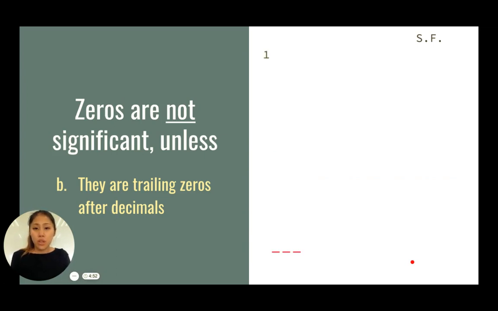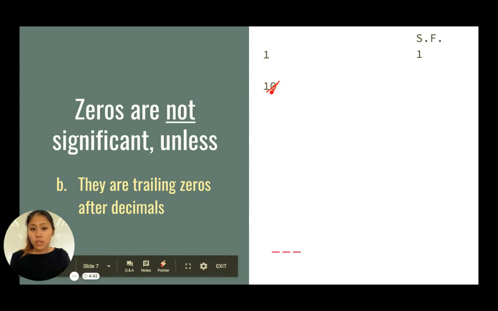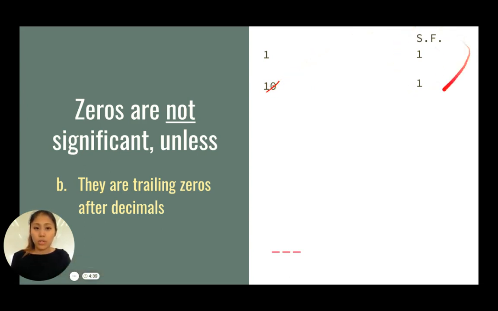For example, here, the value 1 has 1 significant figure. The value of 10, as we saw just now, this 0 didn't count, right? Not significant, so we only have one significant figure. Notice the significant figure is on this side.